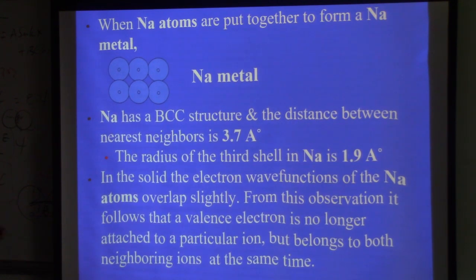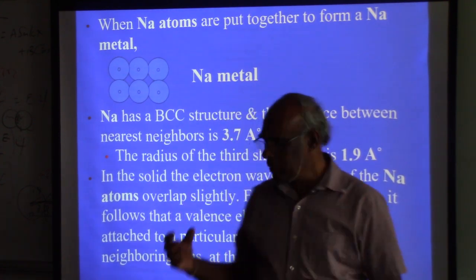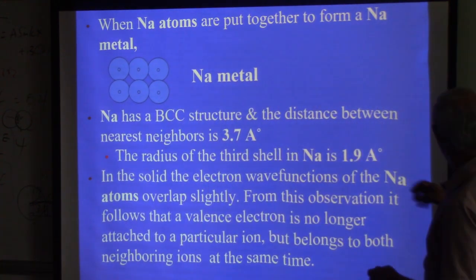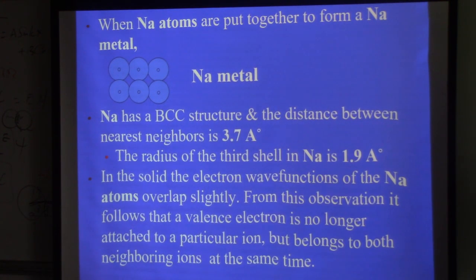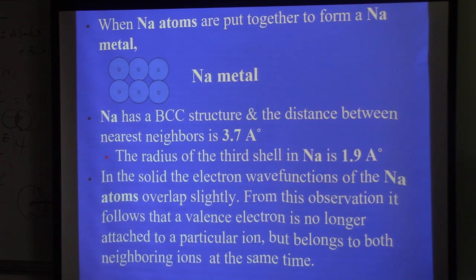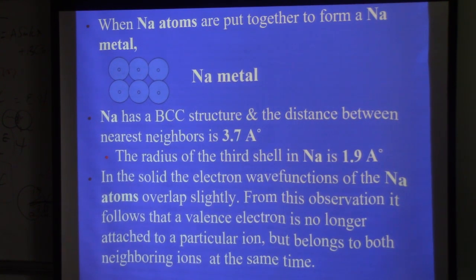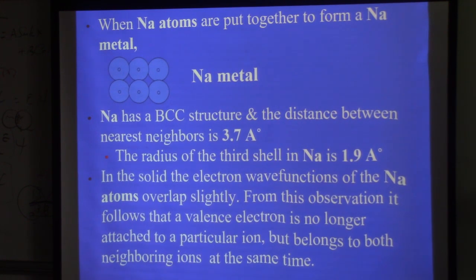That actually also explains that the electron does not really belong to one particular atom. It can be shared with others. So you cannot say this electron belongs to just one particular atom. It actually belongs to all the atoms. That's why we call this a free electron.